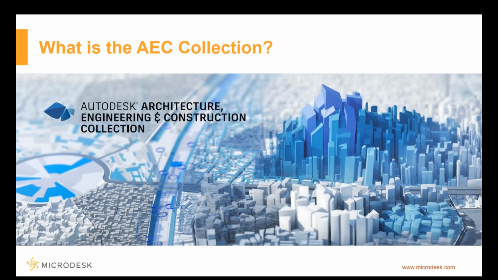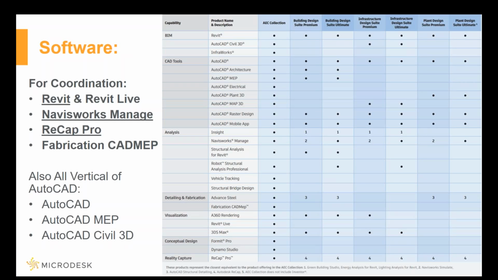So what is the AEC Collection? The Autodesk Architecture, Engineering, and Construction Collection includes a lot of software. So I'm just going to highlight a few programs that we use in the construction coordination process. For coordination, we use Revit, we use Navisworks Manage, we use Recap Pro or Reality Capture Pro, and also Fabrication MEP in some situations.